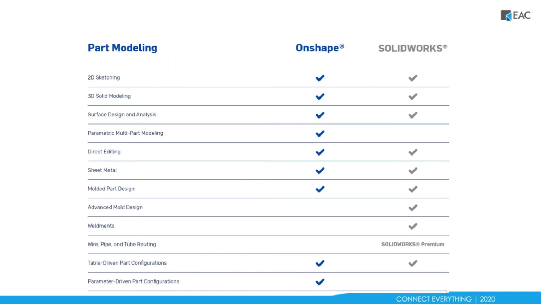Then as far as part modeling, get into some specifics. Both packages have 2D sketching, 3D modeling, surface design and analysis. Multi-body or multi-part design is really good in Onshape, and it's different than the way it works in SolidWorks, but it's much more robust. Direct editing, that's sort of non-parametric editing where we can grab a face and move it or remove pieces of geometry without parametrically changing things. Basically the tools you would use to work with like a STEP file or an IGES file or something like that. Sheet metal capabilities in both packages.